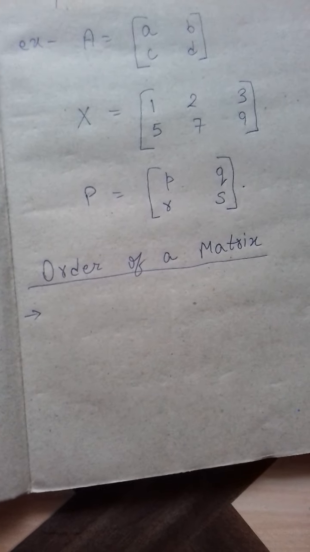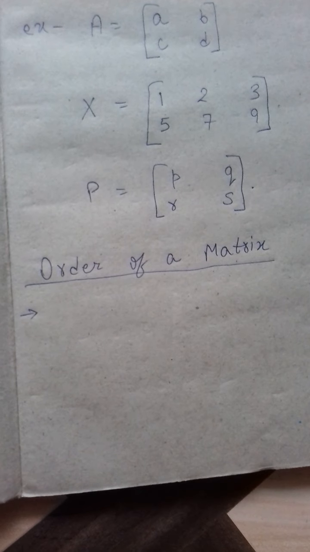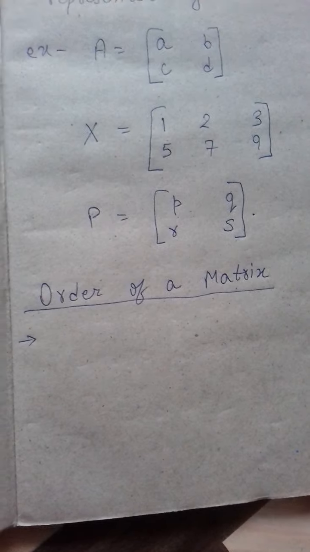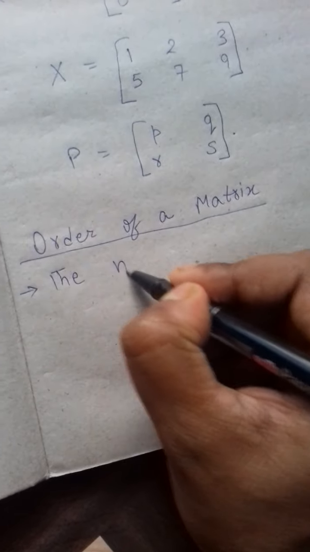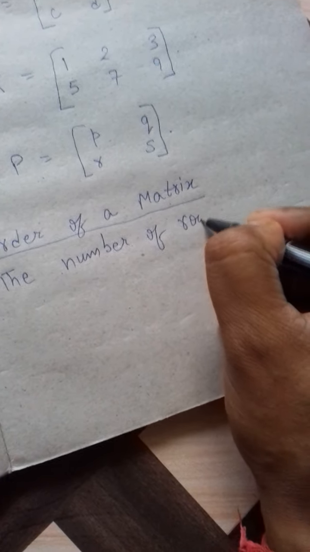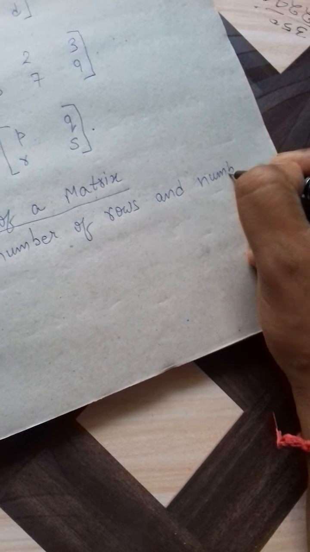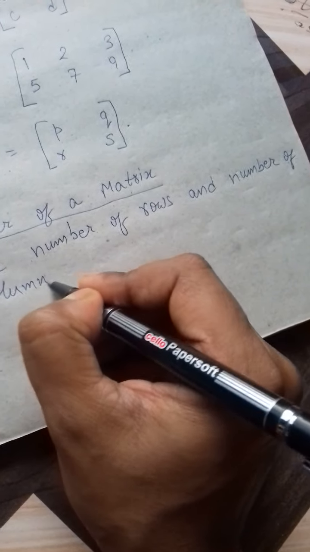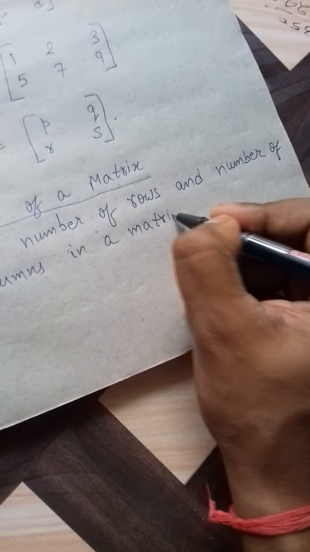So now we will see the order of a matrix. The number of rows and the number of columns which a matrix contains is called the order of a matrix. So the number of rows and the number of columns in a matrix is called the order of a matrix.